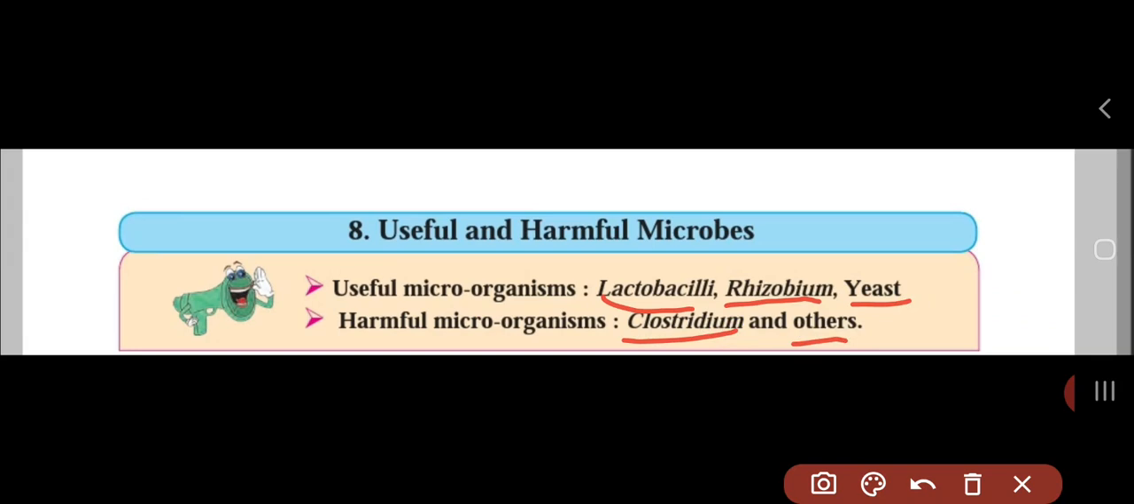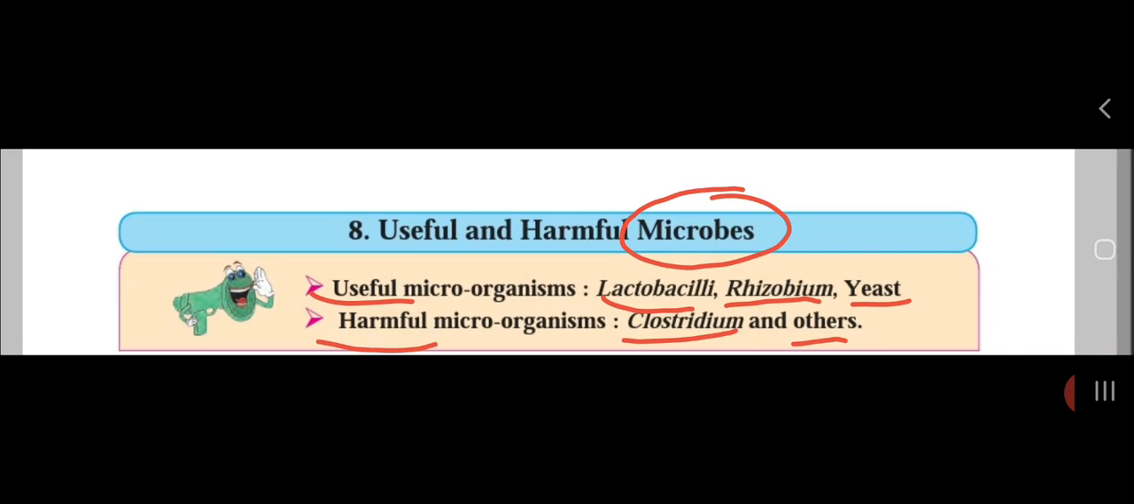So this chapter is basically based on microbes. Microbes are microorganisms. They are so minute that we cannot see them, but they play a role in our life. Some of them are useful to us, some of them are harmful to us. So these microorganisms, small living organisms, how they are useful to us and how they are harmful to us, we are going to discuss in this chapter one by one.